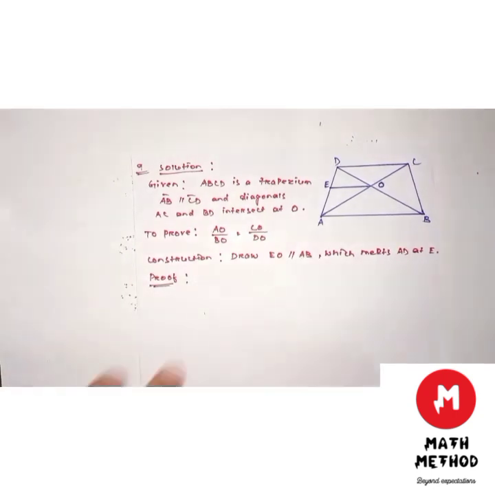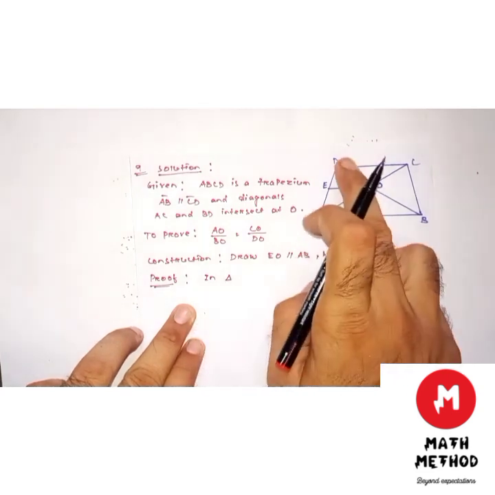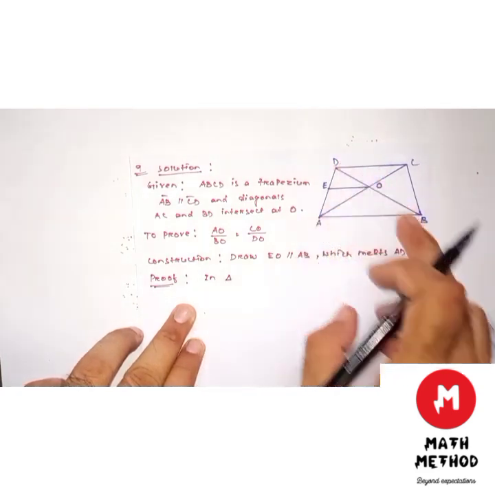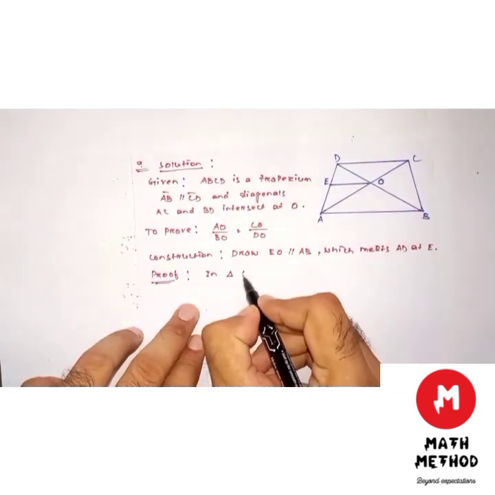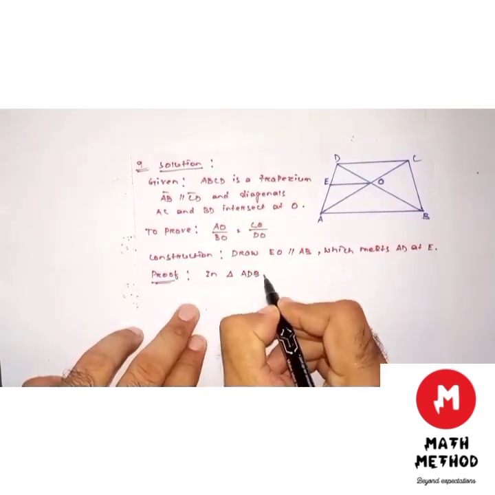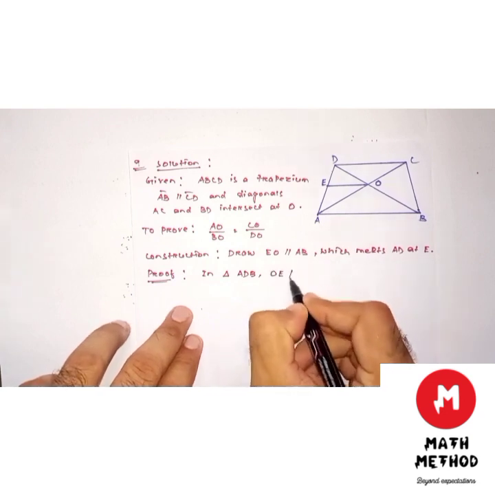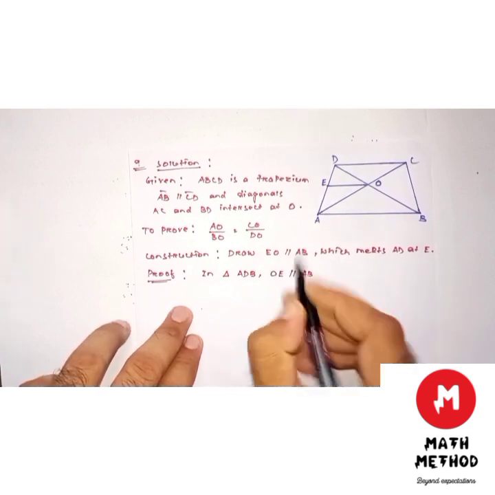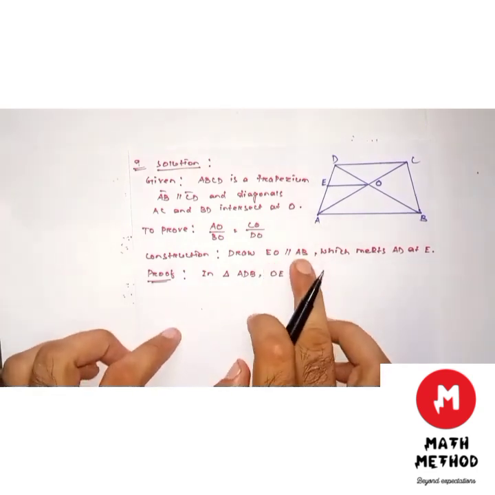What is the proof? In triangle ADB, we know that OE is parallel with AB. That is, we have drawn EO parallel with AB.